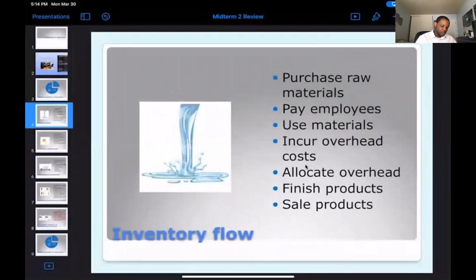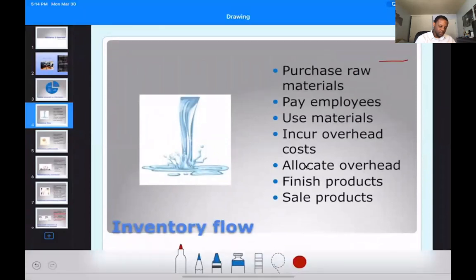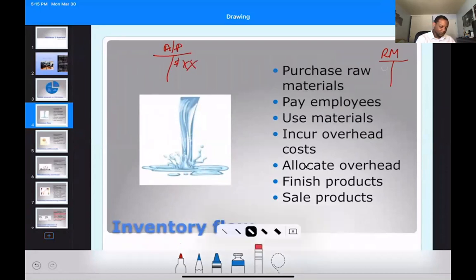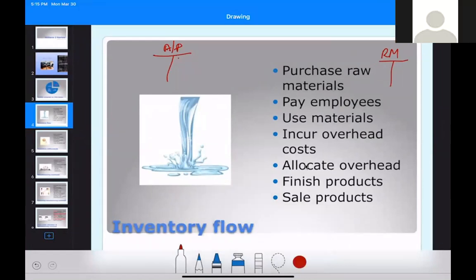All right, so it starts when we purchase raw materials, right? So you got your raw materials inventory right here, right? So when you're purchasing the raw materials, that's gonna be a debit to your raw materials, and then we'd probably credit something like accounts payable. Actually, I should probably use some dollar amounts. Anybody want to throw out a dollar amount? How much raw material did we buy? 2,000.